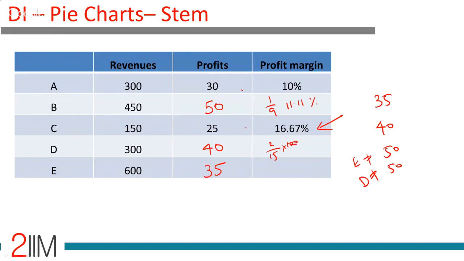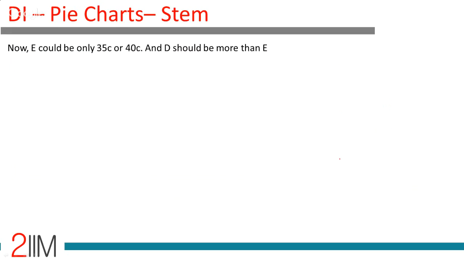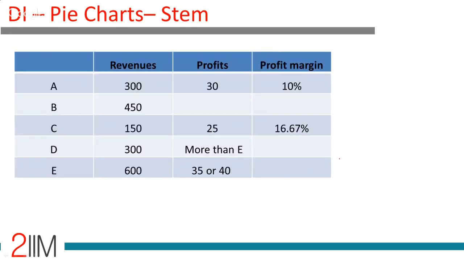40 by 3, you can find that number. So 13.33%. 35 by 600 into 100, find that number. All profit margins you can find, all profits we have already found, all the revenues were handed to us on a platter. It's a wonderful question. I'm going to do a quick recap as well after filling in all the data.